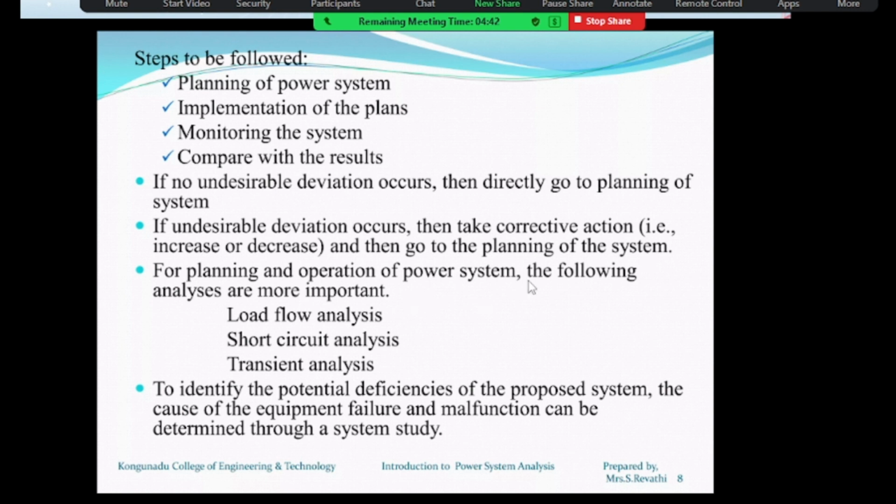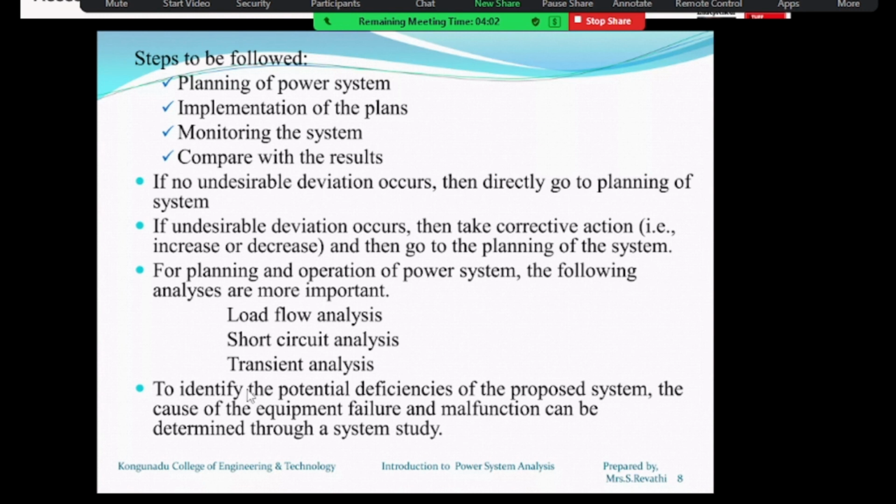For planning and operation of a power system, the following analyses are more important: load flow analysis, short circuit analysis, and transient analysis. We do these through power system analysis. That's why power system analysis is the most important subject in electrical power. While doing planning and operations, we must do these analyses. These are the topics of power system analysis that we will discuss in the coming sessions.